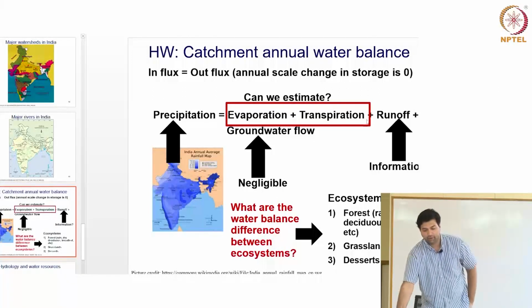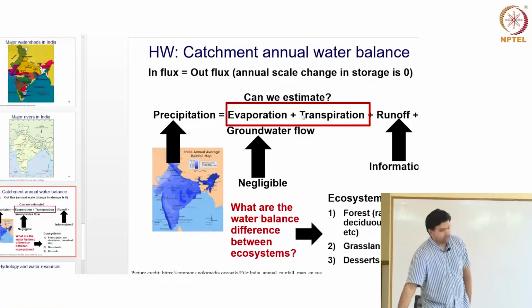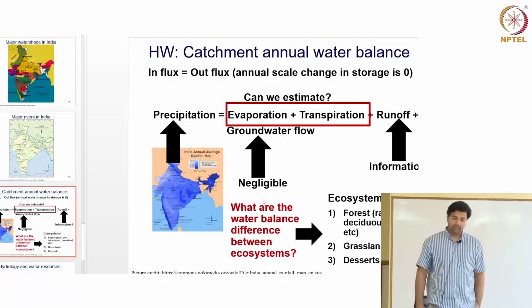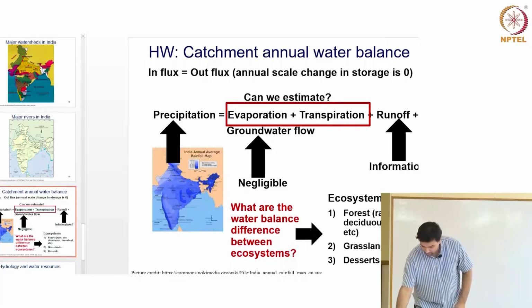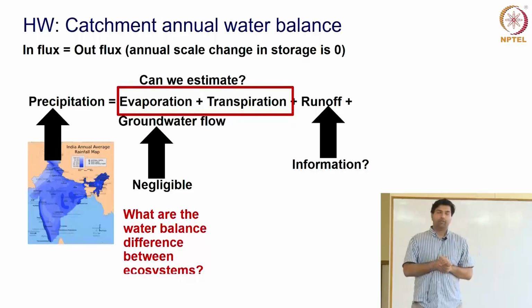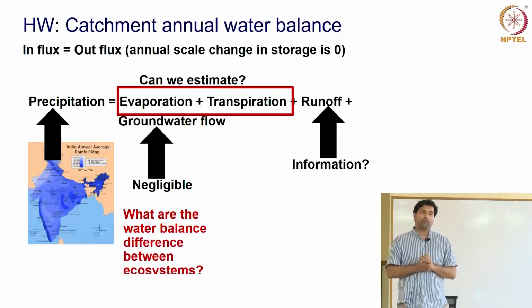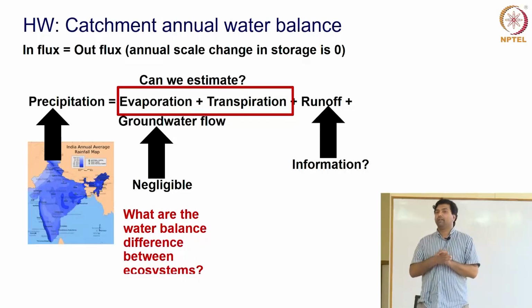So, can we estimate what your evaporation and transpiration rates are? Okay. So, what do we get with this? So, we will get some good estimates, so let me go back to the presentation mode. So, we can get estimates for what kind of water balance happens for different ecosystems. Okay. So, you have your desert ecosystems, you have your forested ecosystems, you have tropical savanna, you have different ecosystems, and each ecosystem responds differently.